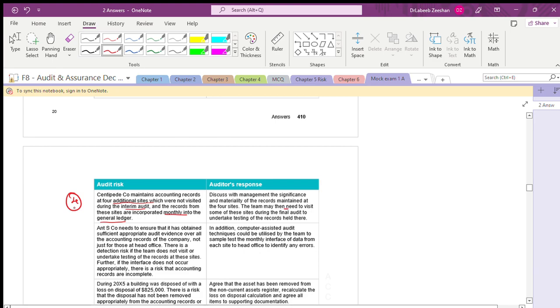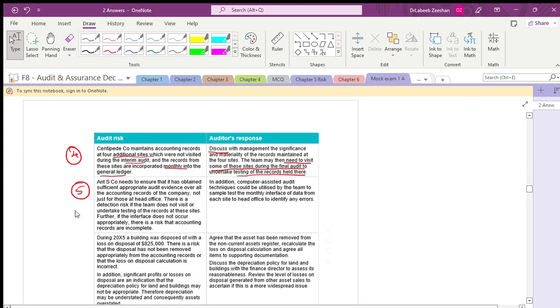They need to visit some of these sites during the final audit to undertake testing of the records held there. You have to discuss with the management, and you have to visit. This is a simple way of scoring marks. Ensure that it has obtained sufficient appropriate evidence over the records of the company, not just those at head office.